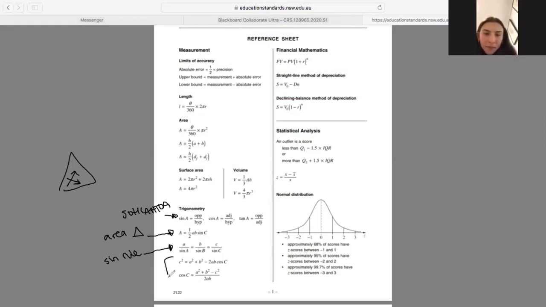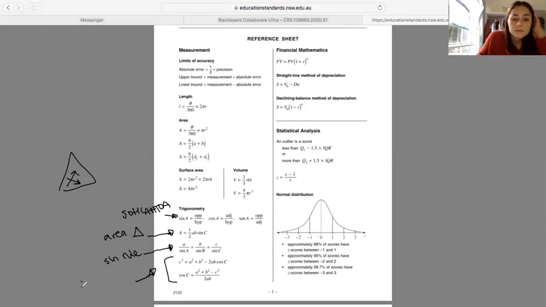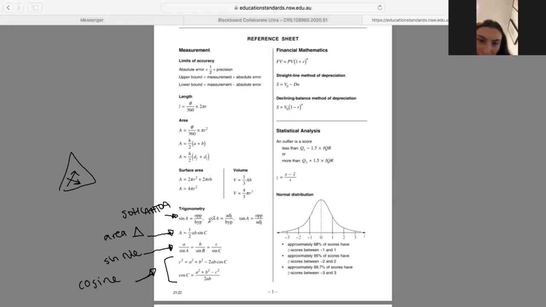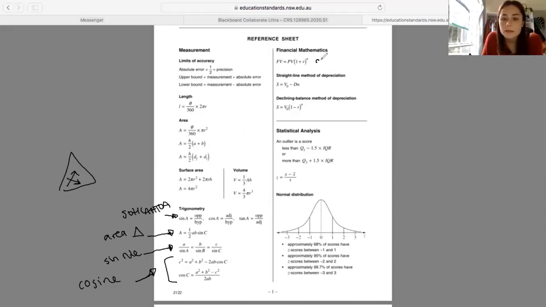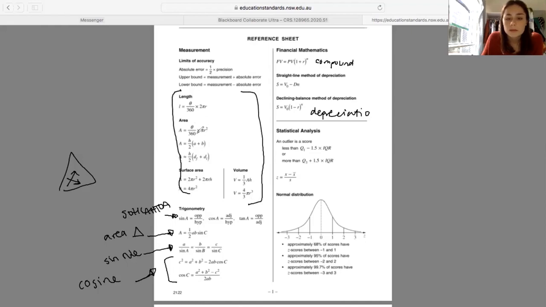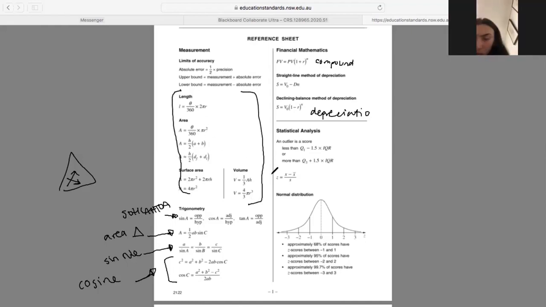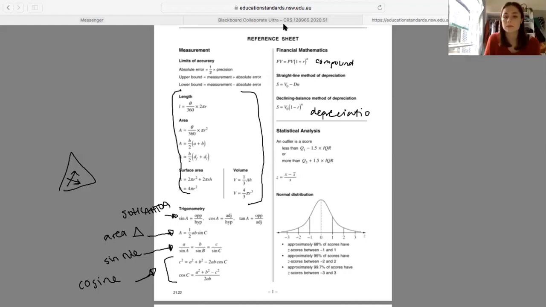And then these two are your cosine rules. This one is for a side because it's got the c squared out the front, and that one there is for the angle because it's got the cos C out the front. You've also got compound interest up there, depreciation here, and then the perimeter and area formulas of different shapes. That's the only reference sheet you'll be given.